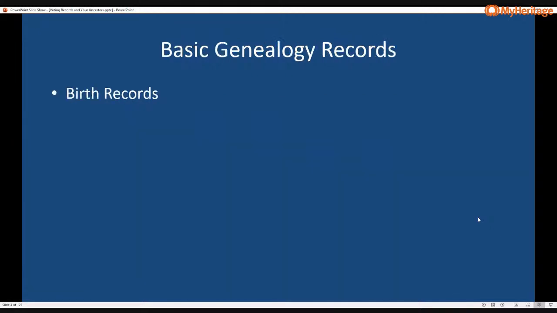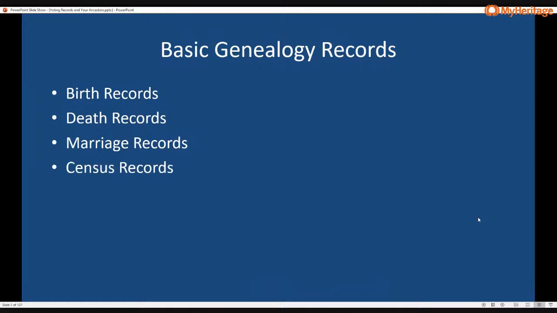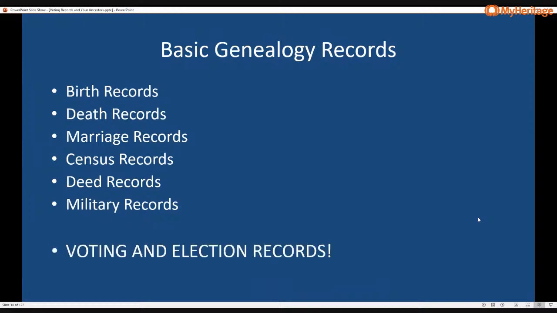So we are all looking for those basic genealogical records. We're always looking for birth records, death records, marriage records. Those are pretty basic. Census records, very basic. And of course, the 1950 census just came out, so that has been fantastic to look through. Deed records are a basic record if our ancestors owned property. Military records if our ancestors were part of the military. But we should also be looking for voting and election records. And believe me, they're out there. And so we should be using them to our advantage.